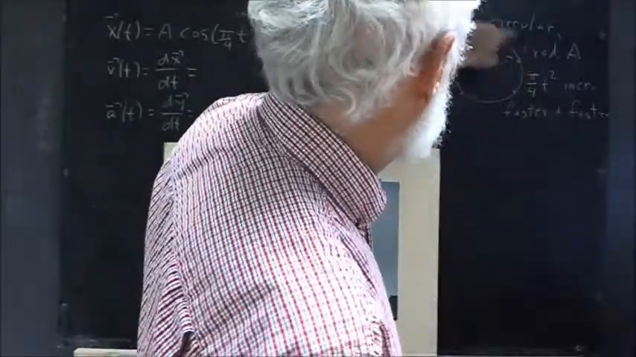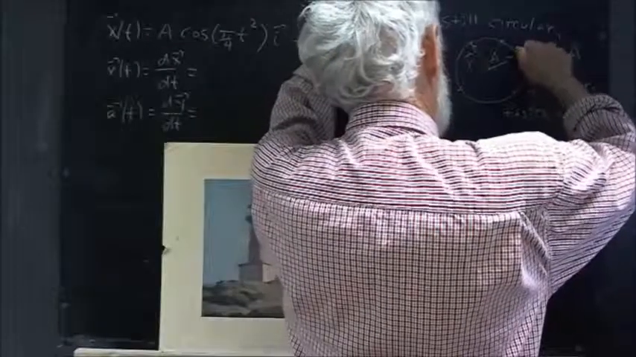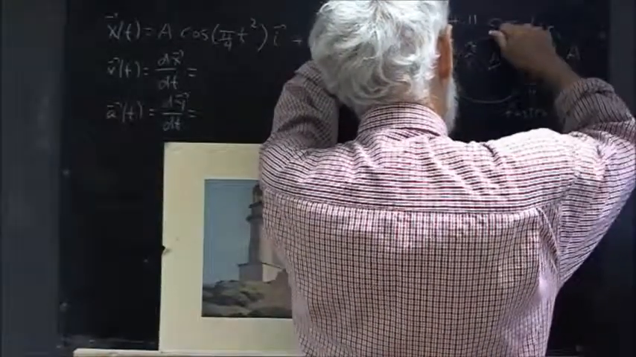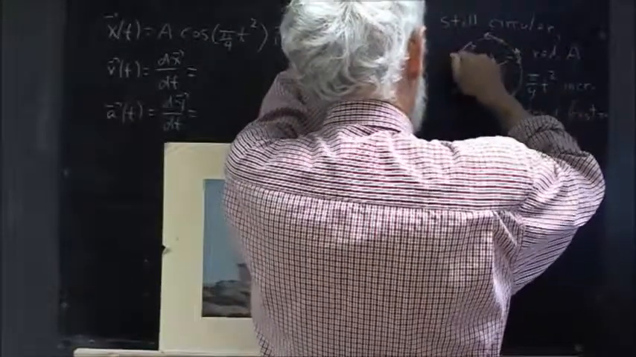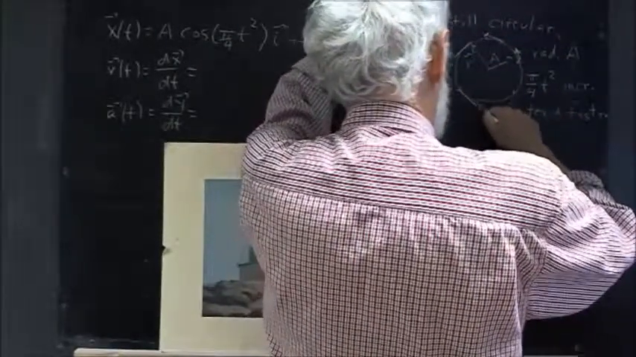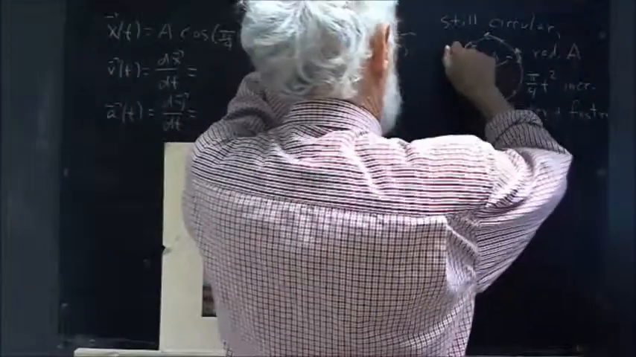Okay, so we're moving at a faster and faster rate across here, which tells us that our velocity vector is going to stay perpendicular or tangent to the curve, but it's going to get bigger and bigger. So right here is a set of velocity vectors.